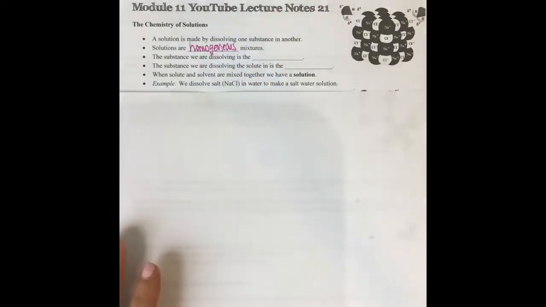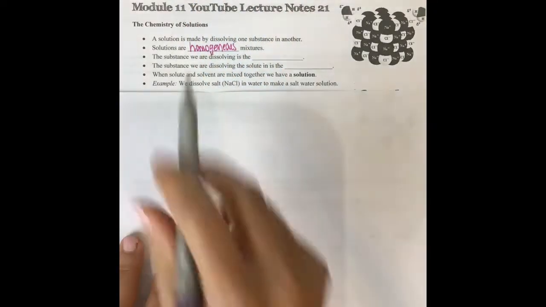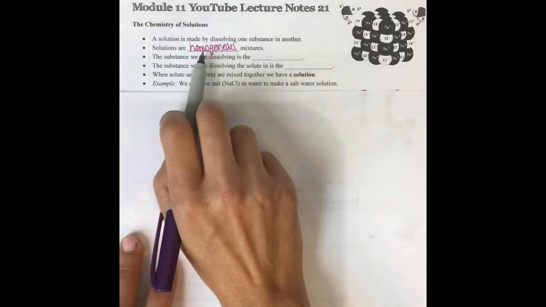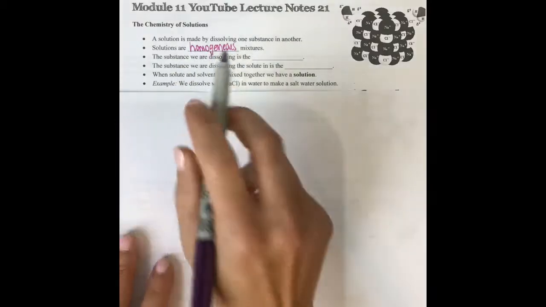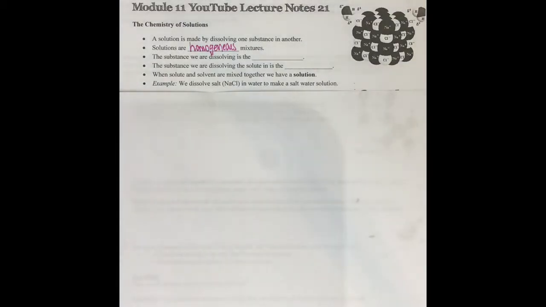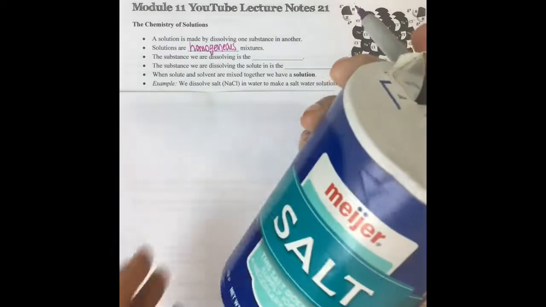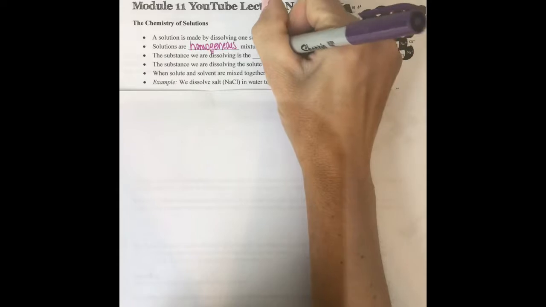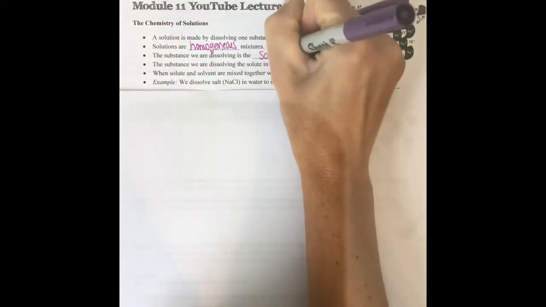Do you remember back in one of the first modules when we talked about homogeneous versus heterogeneous? A homogeneous mixture is all mixed in, so the solution looks the same throughout. When we're making a solution, the substance that we are dissolving, like let's say we're making some salt water, is called the solute.